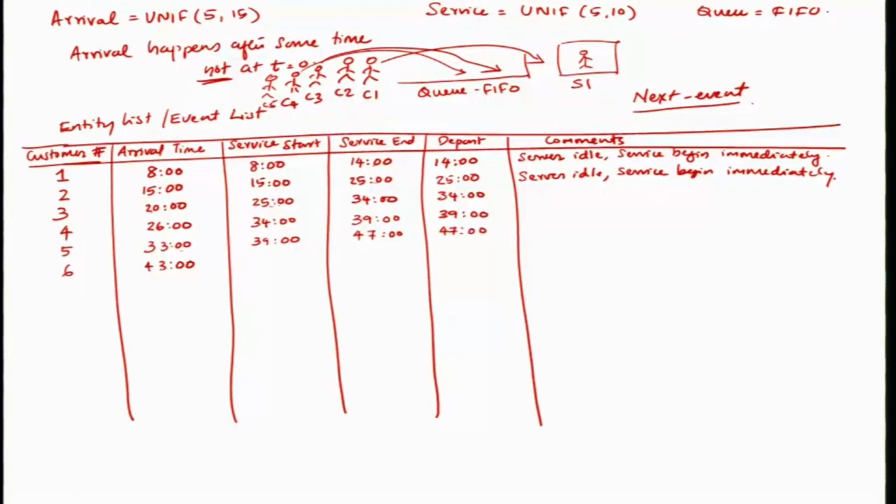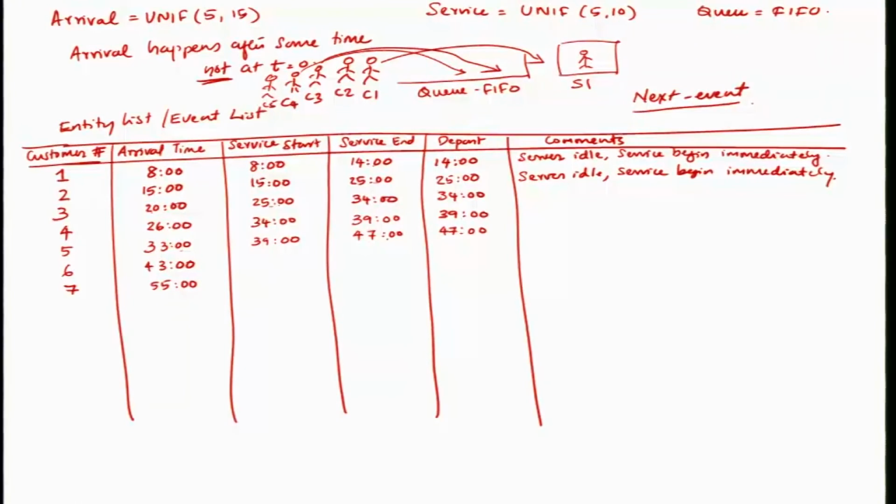Then we look at 43. At 43, what happens is this entity has arrived, but it is still waiting in the queue. So, we will trigger the next arrival. We take a time of another 12 minutes, let us say. So, 43 plus 12 is 55. So, at 55 the next entity will arrive.